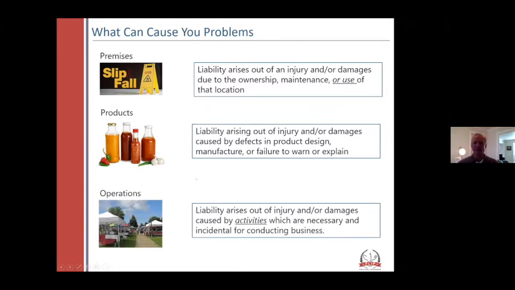Typical operations, your everyday operations: injury or damages caused by activities that are going on for your normal operations. Operations and the slip and falls kind of tie in together.